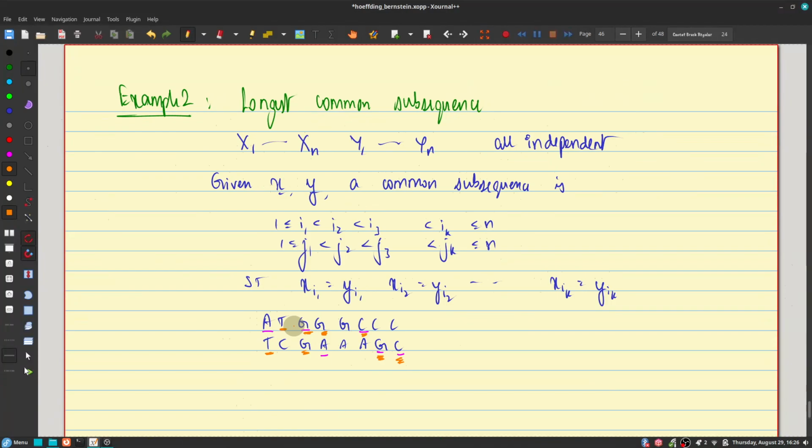So the length of the longest common subsequence is really what we are interested in. Now for two given strings or even two random strings, we don't have an expression for the length of the longest common subsequence. It's a complicated object, but you can definitely bound the variance of the length of the longest common subsequence using the Efron-Stein inequality.